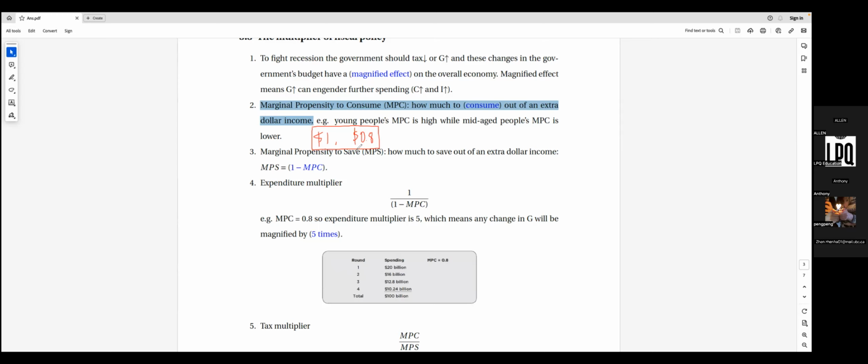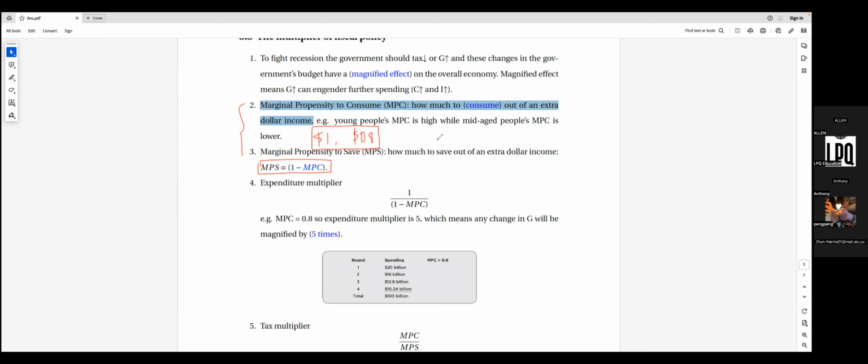You will consume 80% of your extra income. So this percentage is called the MPC. If you spend 80 cents more, that means you save 20 cents out of your $1 extra income. So for sure, MPS equals 1 minus MPC. And you don't need to worry about how to calculate MPC, because MPC will be given by the question. The question will tell you how big the MPC is. Usually they use this number, 0.8.